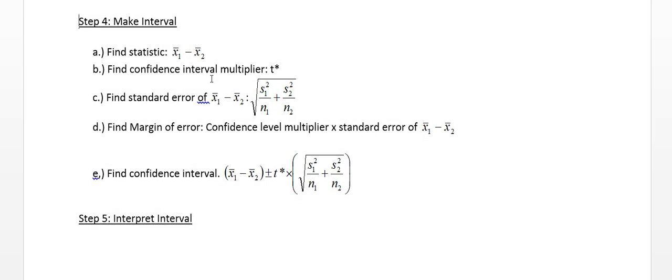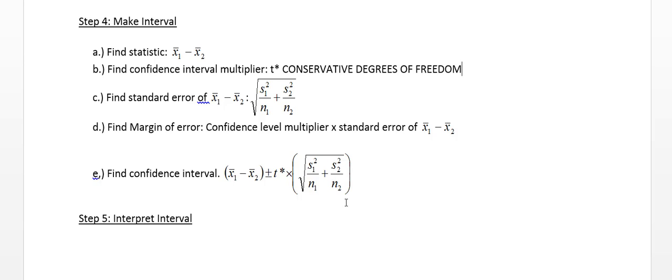In step 4, we'll make the interval where we find a statistic. We'll find the t-star multiplier, and here we'll just use the conservative degrees of freedom, which remember is the smaller n minus 1. Then we'll calculate standard error. Subsequently, we'll use B and C to calculate D, which is the margin of error. And then finally, we will put all of that information into calculating the confidence interval in letter E.